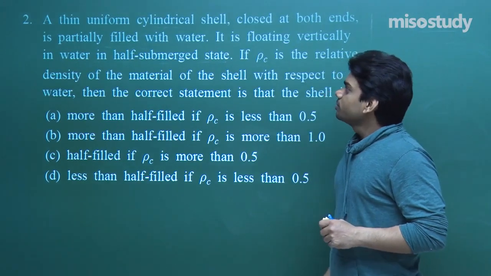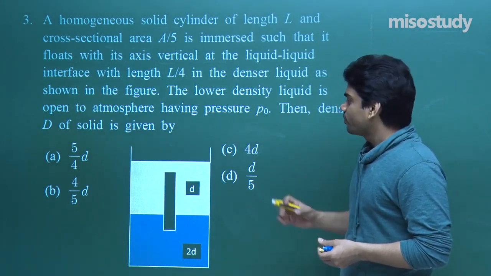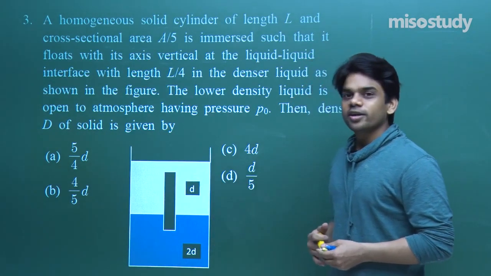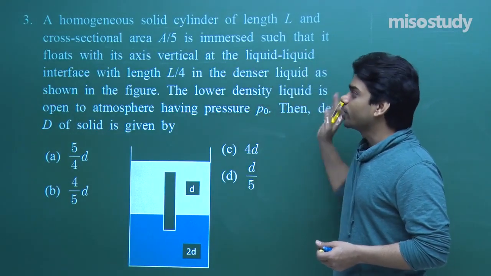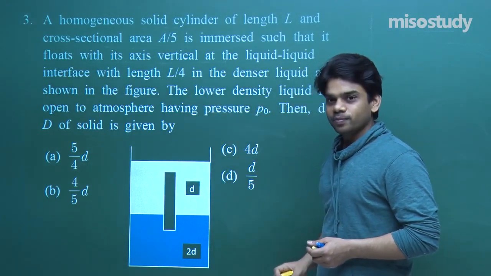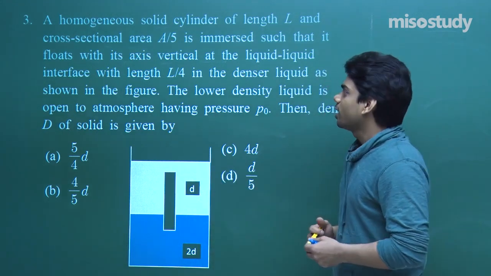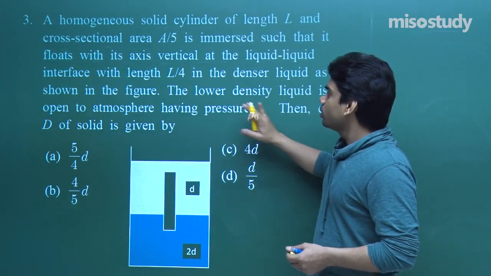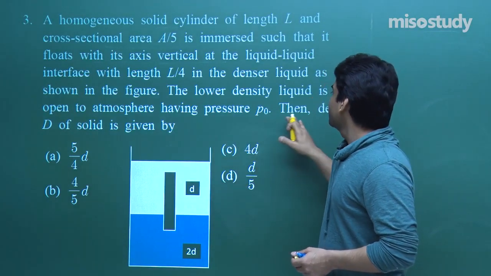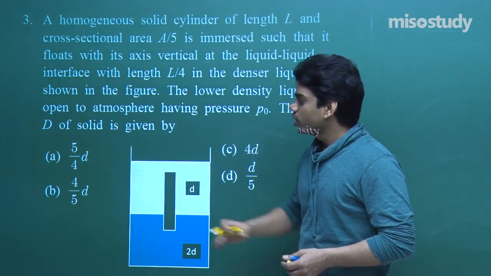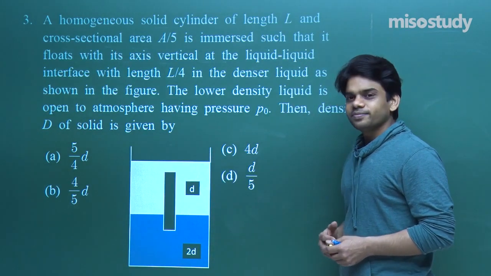Next question, question number 3. A homogeneous solid cylinder of length L and cross-sectional area A by 5 is immersed such that it floats with its axis vertical at the liquid-liquid interface with length L by 4 in the denser liquid. So here you see its length L by 4 is at the bottom part and length 3L by 4 will be in the upper part. As shown in the figure, the lower density liquid is open to atmosphere having pressure P0, then the density D of solid is given by A 5 by 4D, B 4 by 5D, C 4D only, and D D by 5.